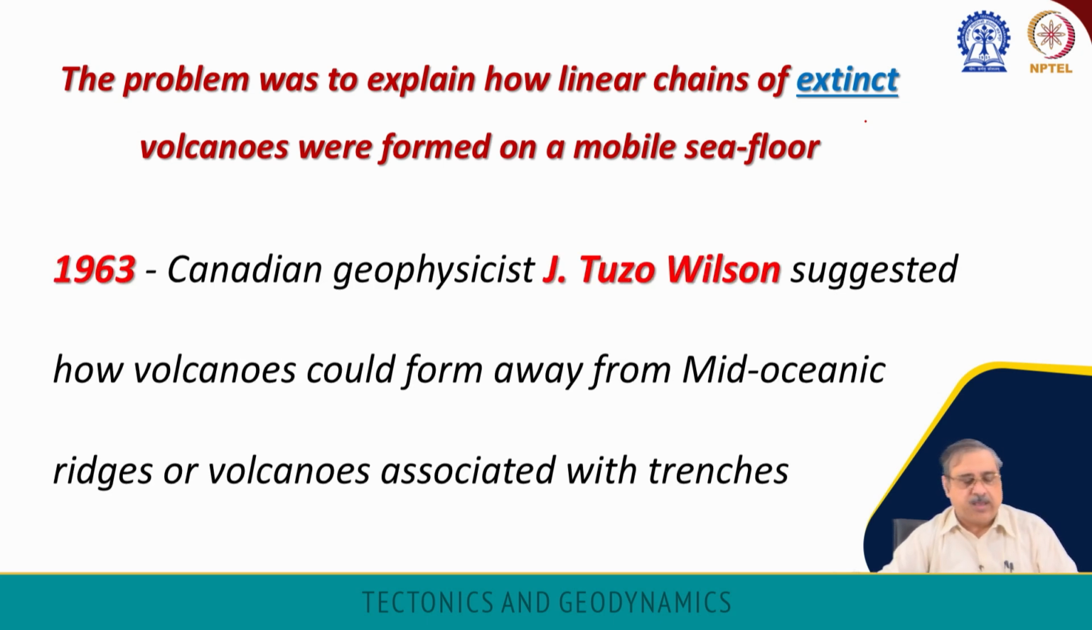So, in 1963, a Canadian geophysicist, J. Tuzo Wilson, who initially was actually against continental drift, he formulated plate tectonics. He suggested a mechanism by which volcanoes could form at a distance from the mid-oceanic ridges, or from the trenches. How could you get a line of volcanoes that could form away from it?